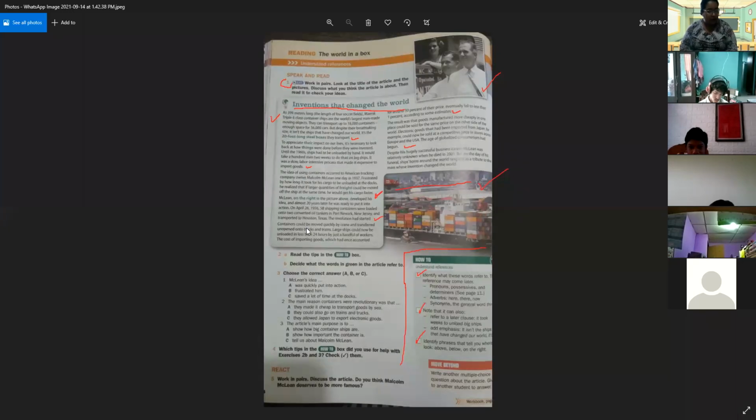Containers could be moved quickly by crane and transferred unopened onto trucks and trains. Large ships could now be unloaded in less than 24 hours by just a handful of workers. The cost of importing goods, which had once accounted for around 30% of their price, eventually fell to less than 1% according to some estimates, ¿ok?